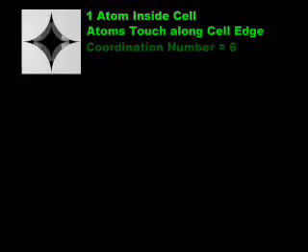Let's take a moment to review. The unit cell for the simple cubic structure contains the equivalent of 1 atom inside the cell. The atoms touch along an edge of the cell and the coordination number is 6.